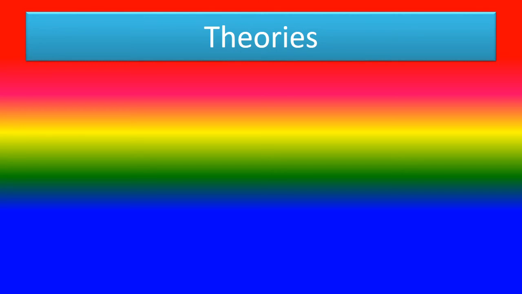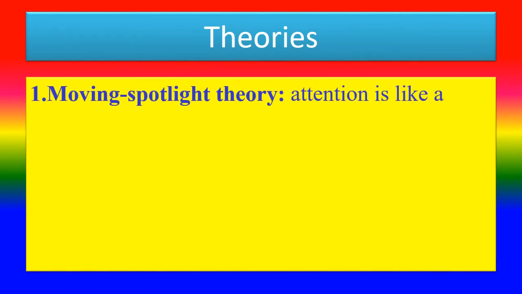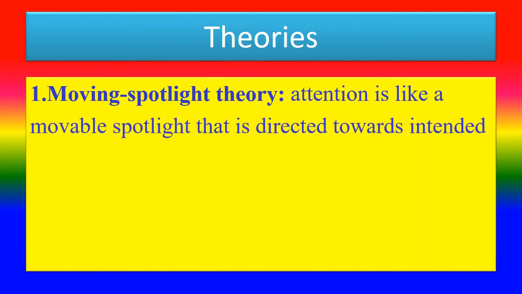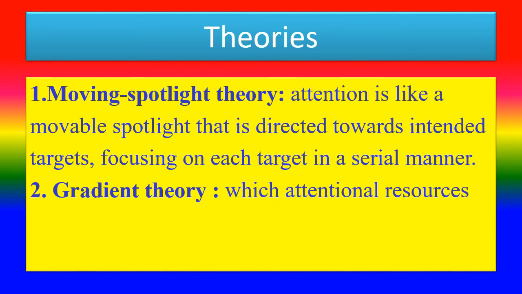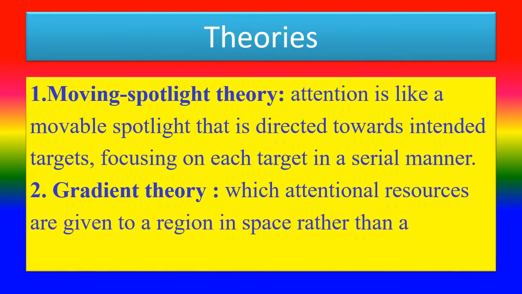Theories of shifting of attention. First theory, moving spotlight theory. Attention is like a movable spotlight that is directed towards intended targets, focusing on each target in a serial manner. Second, gradient theory, in which attentional resources are given to a region in space rather than a spotlight.